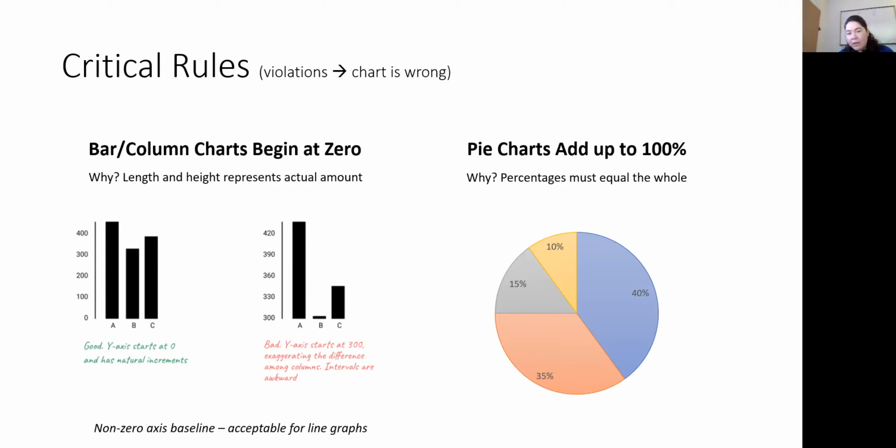It is acceptable for line graphs and some other types of charts. Scientific graphs might be a little different, or the way they treat these is a little different, but for general usage, line graphs can be better, actually, if they don't start at 0.